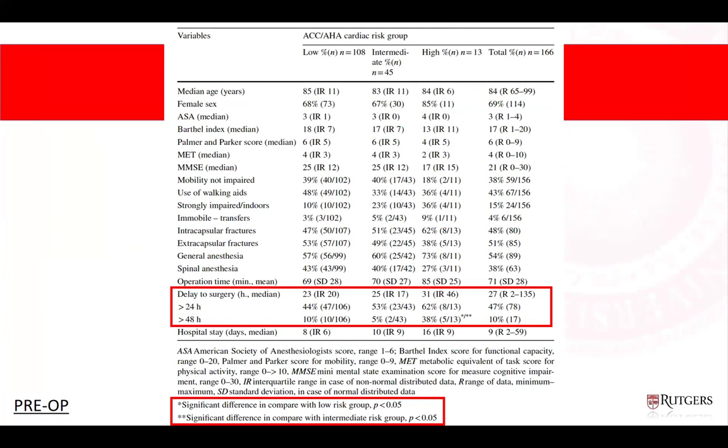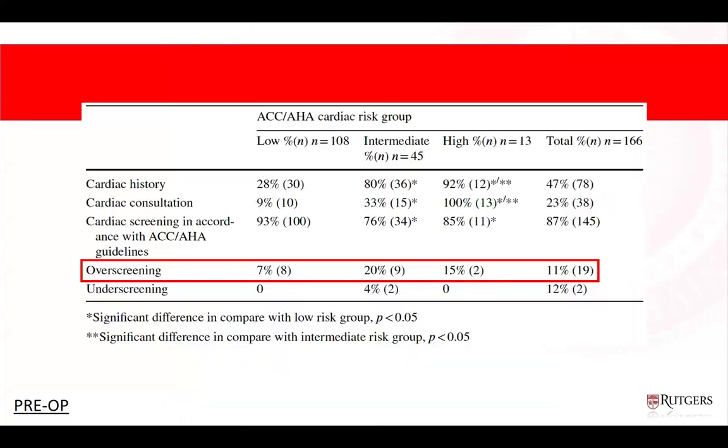So this table shows the low, intermediate, and high risk patients. And as you might imagine, the high risk patients ended up having more of a delay to surgery than the low and intermediate risk patients, which makes sense if they needed more workup preoperatively. This data shows that 89% of the patients were quote unquote appropriately screened. 11%, however, were not appropriately screened. 8 patients in the low group, 9 in the intermediate group, as well as 2 in the high group were quote unquote inappropriately screened.